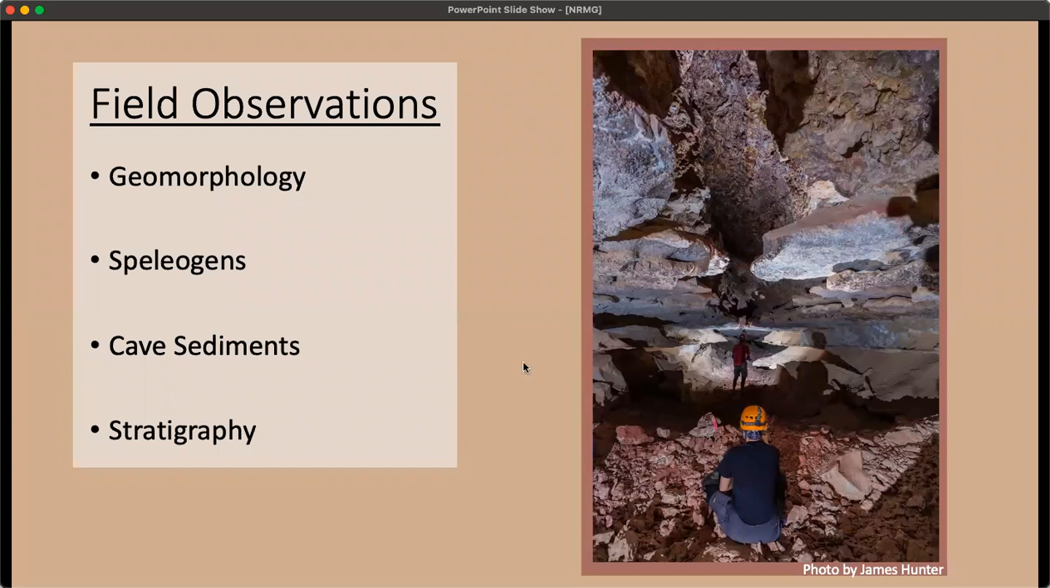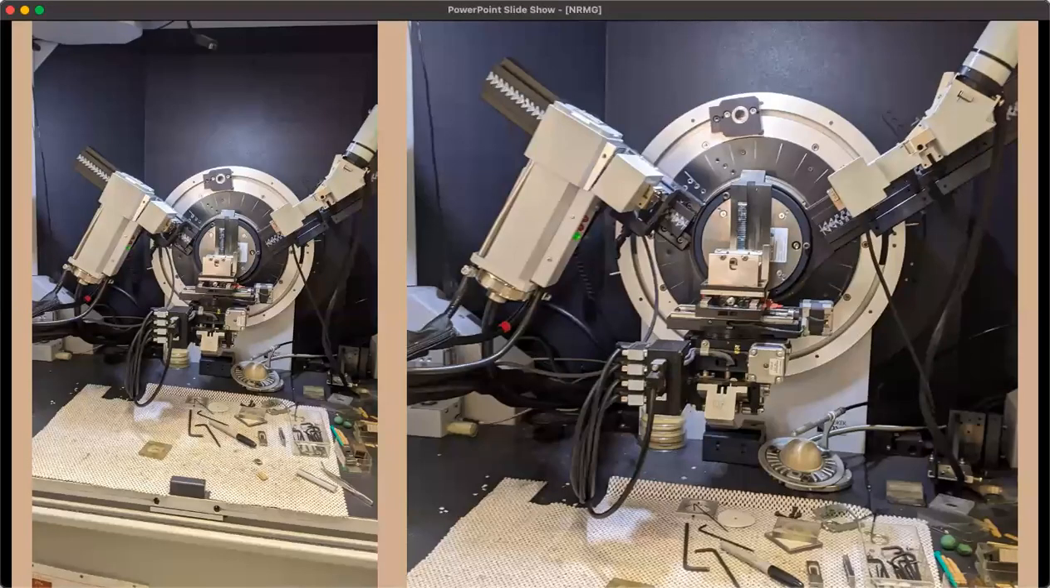Field observations included identifying anything with geomorphology, speleogens in the cave, the types of sediments, and stratigraphy, anything that could help us identify the speleogenetic origins of the Bopper Cave system. And this is the machinery we use to collect diffraction data. I'm going to show you what diffraction data looks like in just a moment. But when I refer to X-ray diffraction, this is the machinery that we use to collect the data.